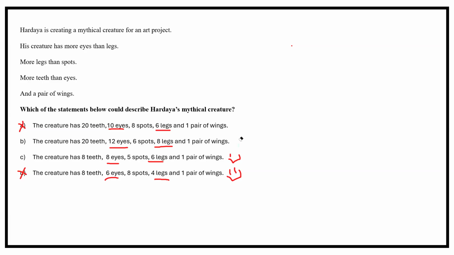Next, we're looking at more teeth than eyes. So 20 teeth and 10 eyes. But A's already eliminated, so we do B and C. B has 20 teeth and 12 eyes, so it could be B. C has 8 teeth, 8 eyes. So it can't be C because it has the same number of teeth and eyes. So it has to be B. We don't even have to look at the pair of wings. Amazing. Very, very good. Fantastic.